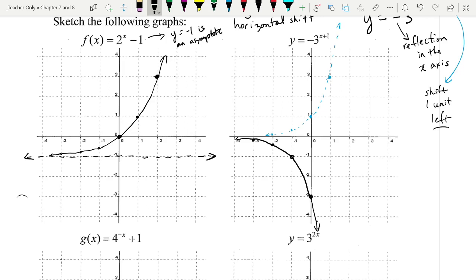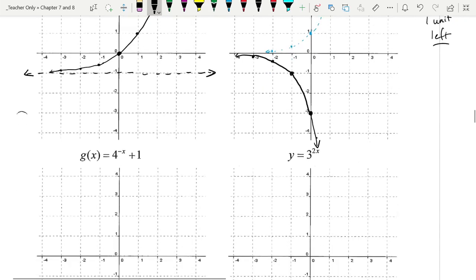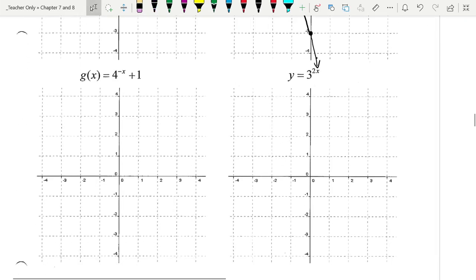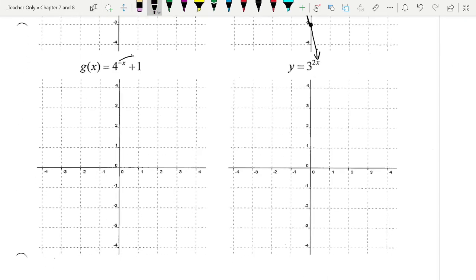All right. Let's take a look at g of x here. What's this negative telling me? That's going to be my reflection in the y-axis. Aha! Okay, so once again, maybe I'll put the parent function down.